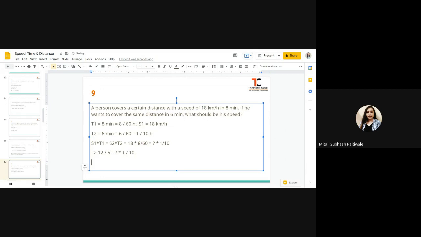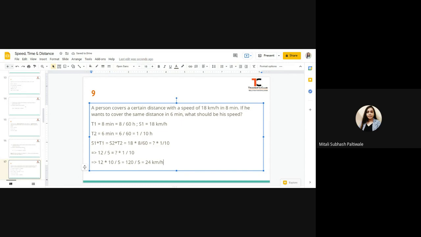Okay, so now look at this. This 1 by 10 will get multiplied with 12 by 5. So this will become 12 into 10 by 5, because 1 will obviously get multiplied with 5. So it would become 120 divided by 5, which is nothing but 24 kilometer per hour.